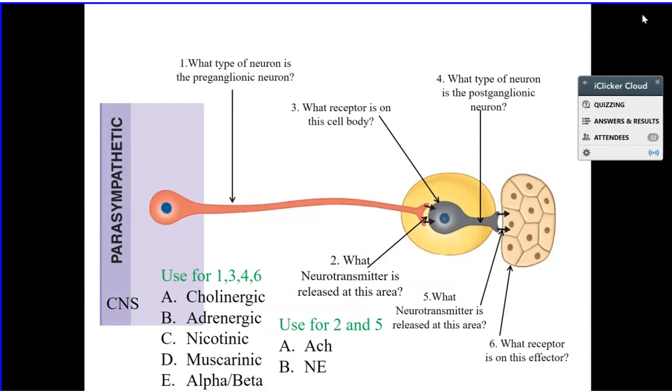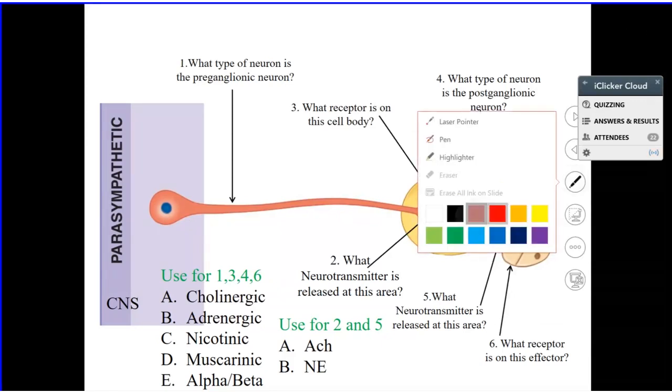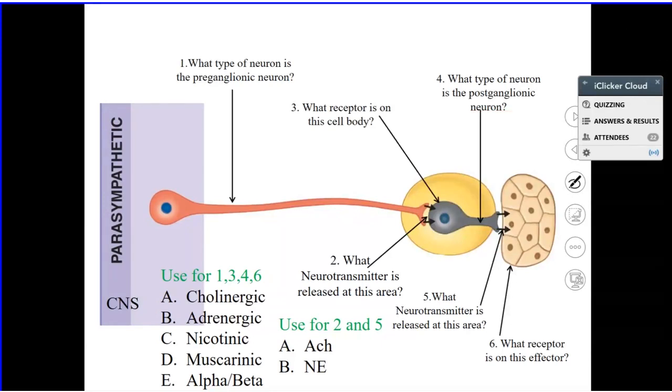Okay, so I tried to give y'all a big hint. What system is this? Since it's the parasympathetic system, what is the only neurotransmitter released? So I can automatically get rid of this. What is NE also associated with? What neurons release NE? I can get rid of this. And then what receptors are associated with adrenergic? Does that give y'all a few less answers to worry about?